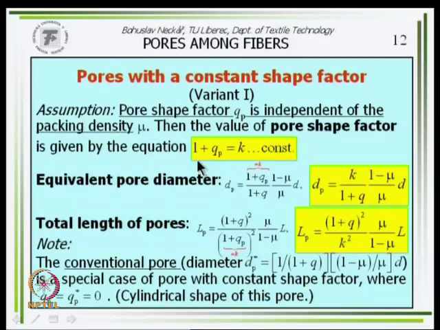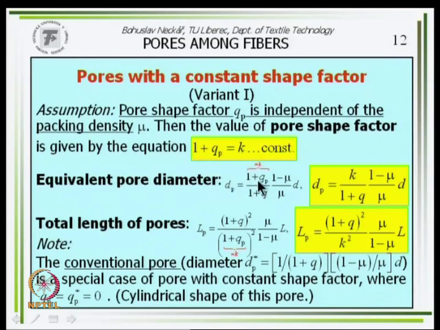How will it be if this is valid? Then QP is permanently the same value, and 1 plus QP is also the same value for each packing density, so I can call 1 plus QP equal K. QP generally can be a function of packing density. Now, based on my assumption, it is constant, so 1 plus QP is constant too.